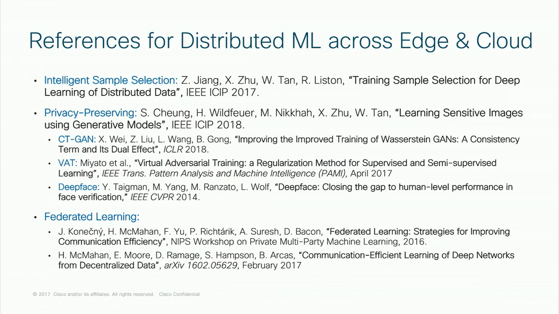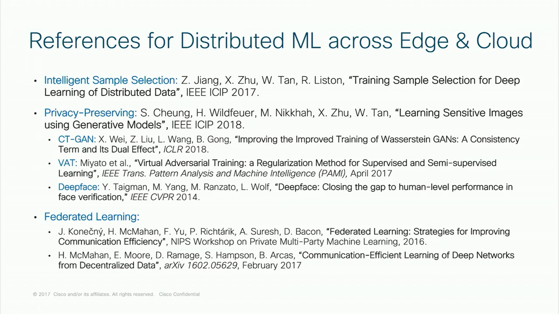This is the paper mentioned on intelligent sample selection. This is the paper on privacy preservation, and here's some of the other prior work on GANs and so forth that we built upon. And also Google's doing some very interesting work in federated learning, which also, once again, tries to optimize across the edge and the cloud and preserve privacy and reduce bandwidth.